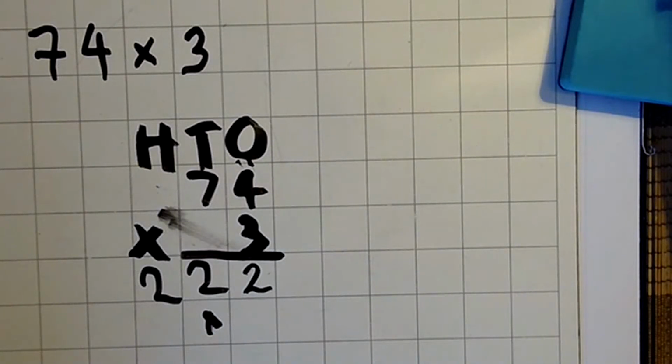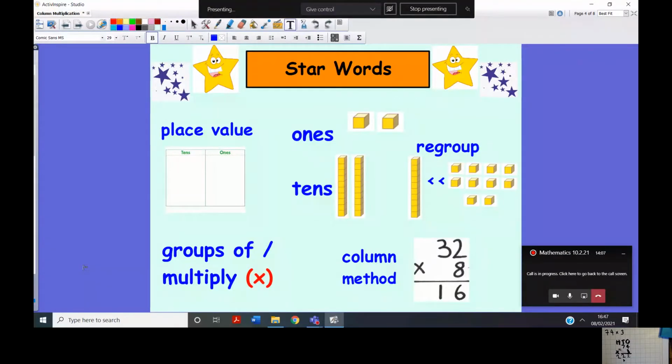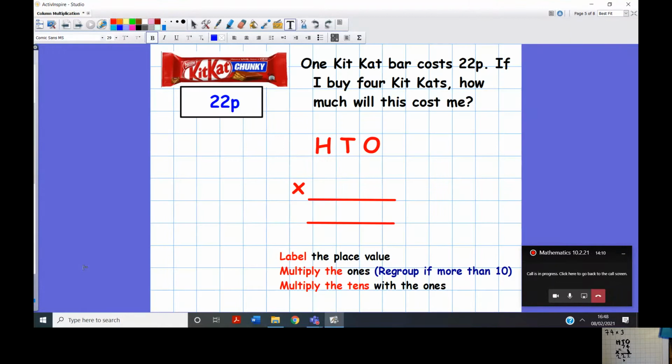So let's go and have a look at some word problems. I'm just going to share my screen. Looking at some word problems now.